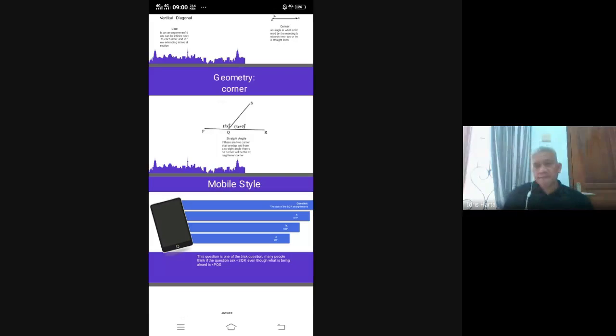The question is the size of corner SQR, and there are 3 options: point A 101 degree, point B 100 degree, and point C 95 degree.